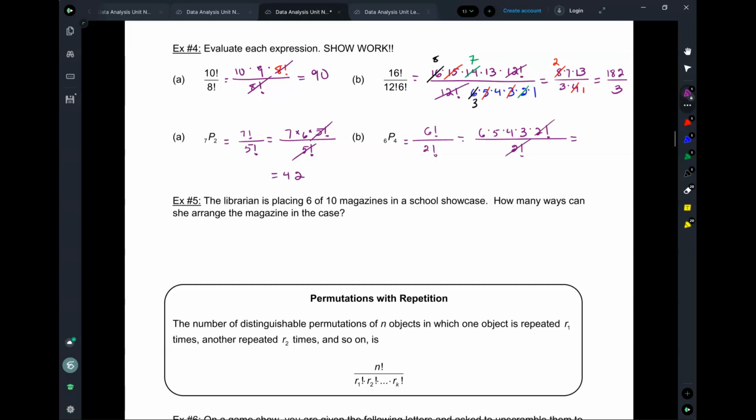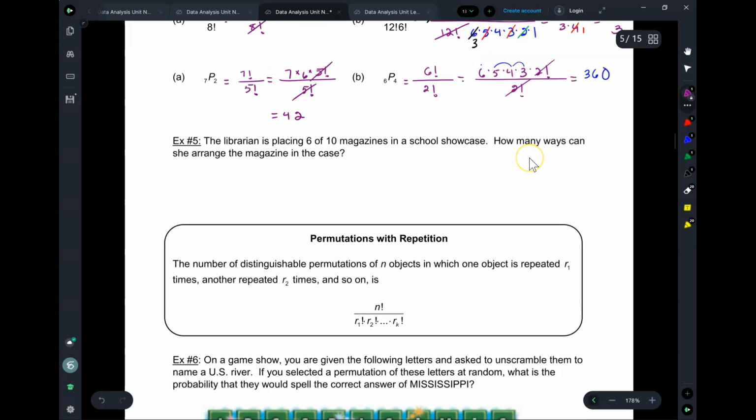Okay, so look at what I have here. 20 times 3 is 60, times 6 is 360. Okay? Now, the librarian is placing 6 of 10 magazines in a school showcase. How many ways can she arrange the magazines in the case? Okay, so this one, you have 10, you're choosing 6. So it's P, 10, 6.